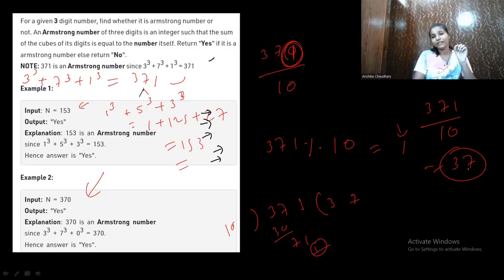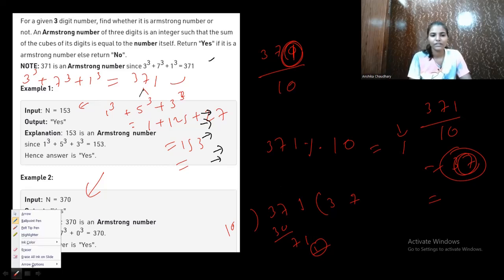So when we divide 37 by 10, the remainder is 7. This is how we can find our next digit, and we can take the cube of these digits one by one. So this is how we can solve this problem. Let's see the code in VS Code.